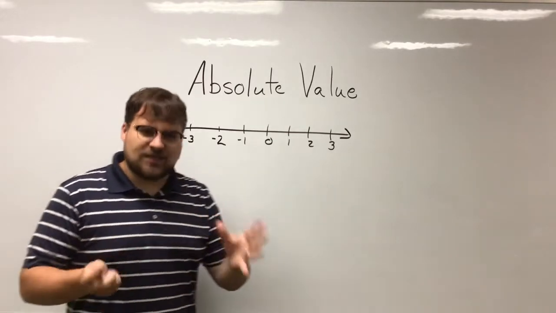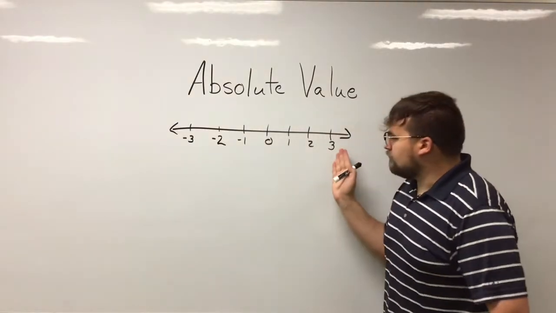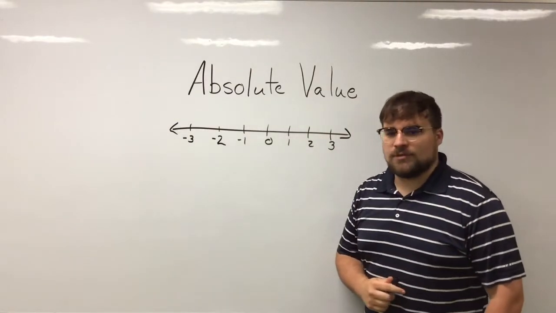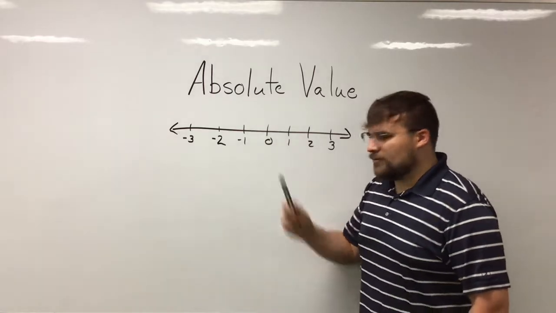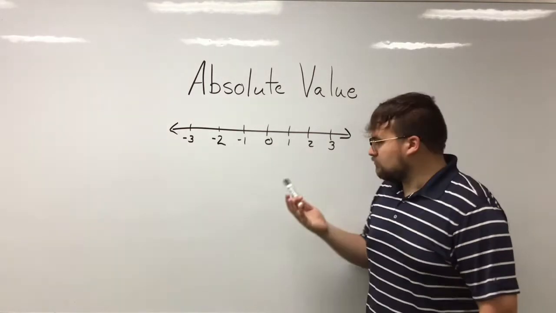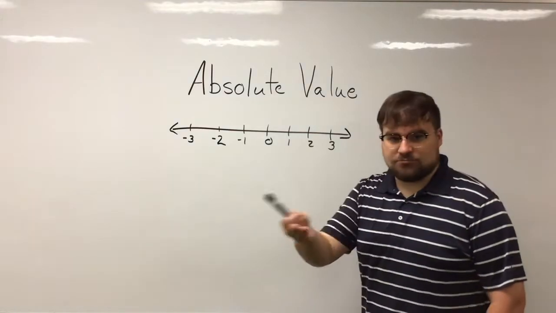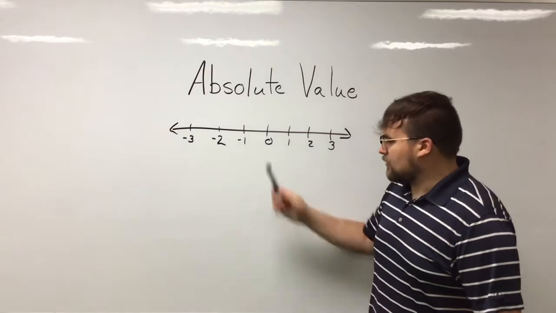So let's think about something real quick. If I stood right here at this point on the number line, how far am I away from that zero? If I'm standing right here at the 3. Well, I'm 3 away, right? 1, 2, 3. 3 units away from 0.